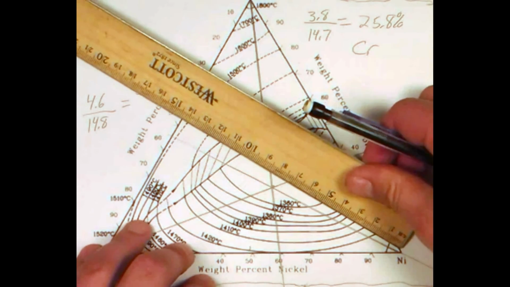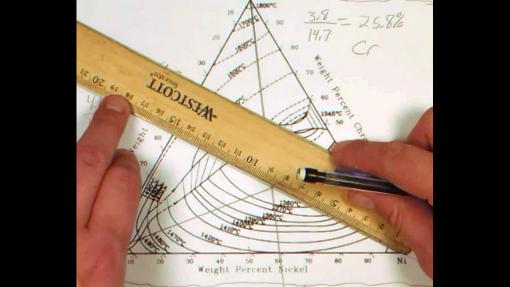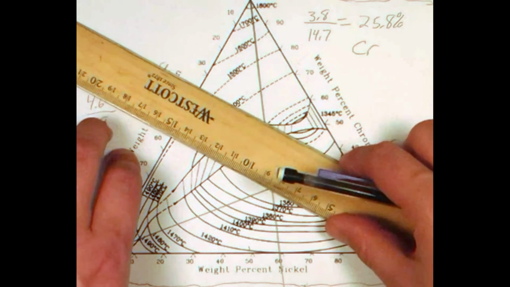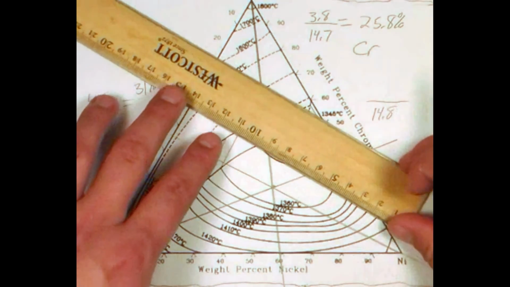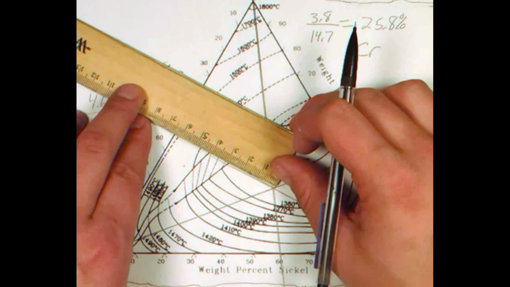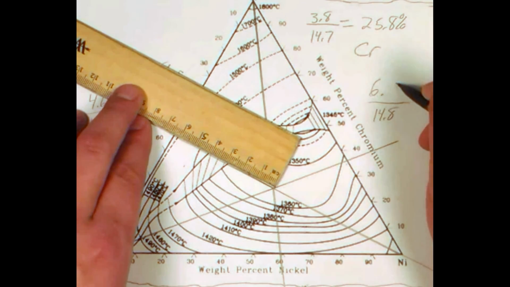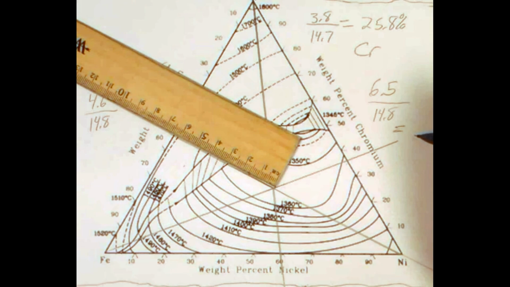Our total distance from the nickel vertex to the other side of the triangle is going to be 14.8. And we have 6.5 centimeters. This is going to give us 43.9% nickel.